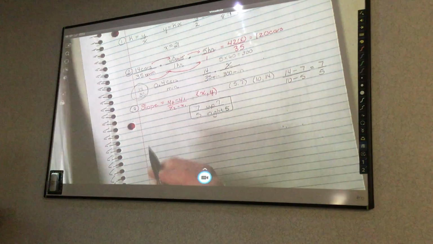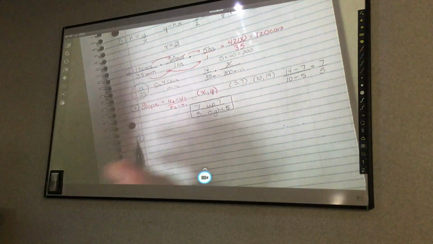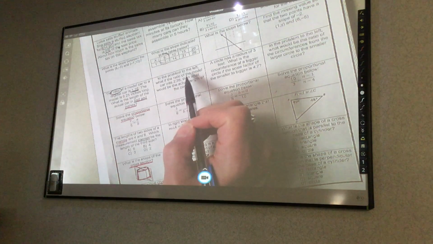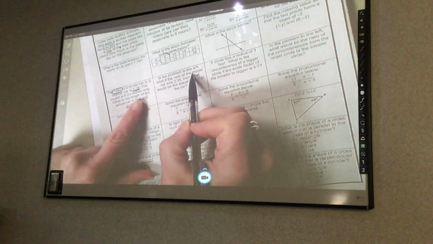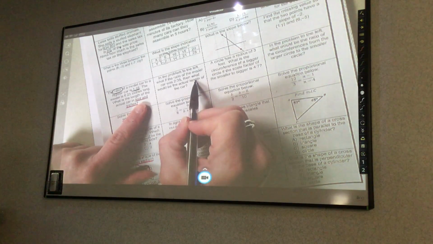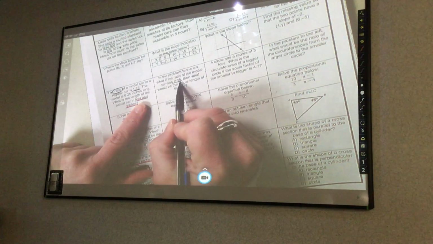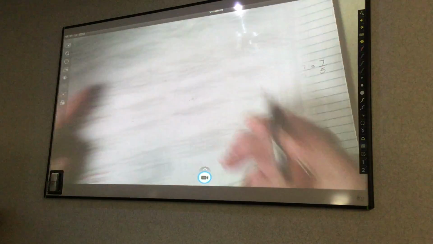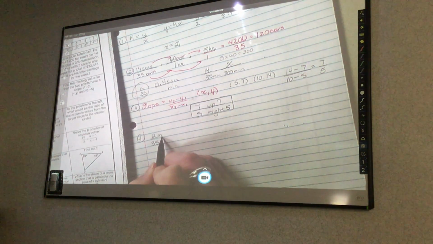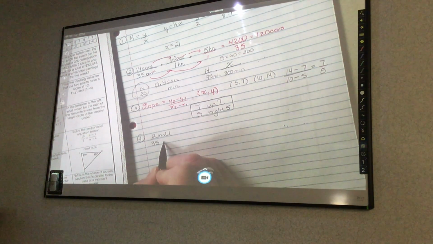Number 4. In the problem to the left, what is the ratio of the model car? What if the ratio of the model car was 2 to 35? Then what would be the actual length of the car? So I'm going to start with my ratio as 2 to 35. 2 is my model. 35 is my actual.